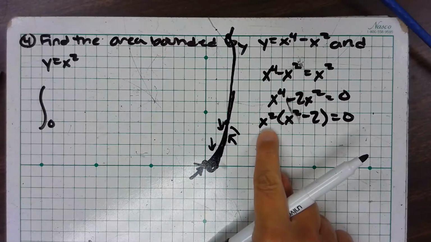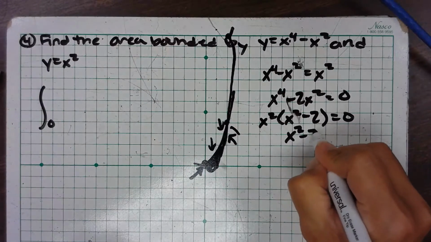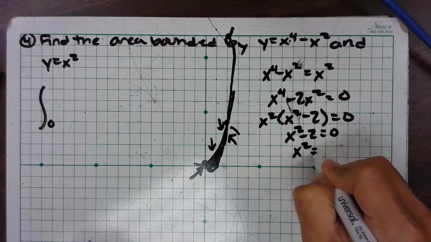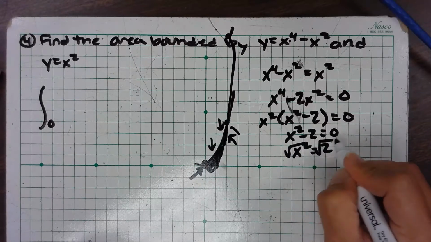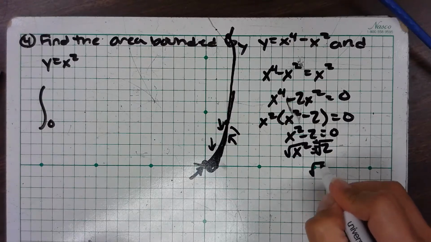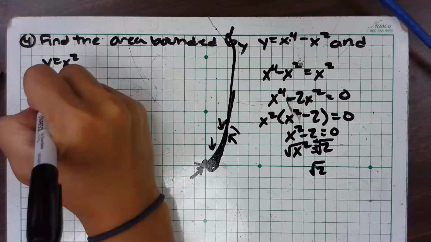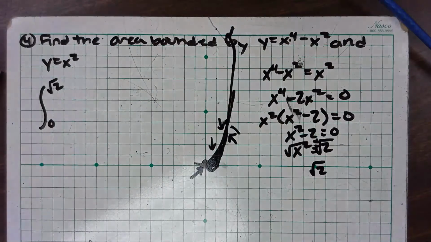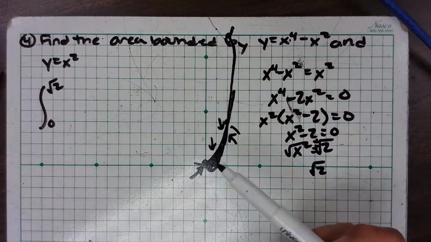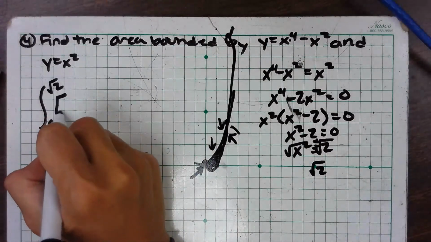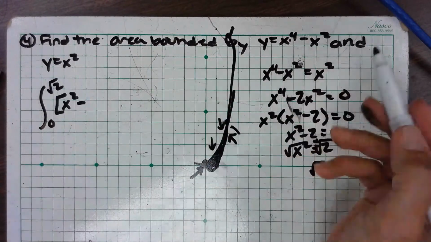okay, this one, x equals 0, but here when I say x squared minus 2 equals 0, I get x squared equals 2. So it's plus or minus, but it must be the positive square root of 2. Okay, so I'm going all the way to the square root of 2 right here. All right, and I'm doing this one right here, the 2x squared, minus this one.